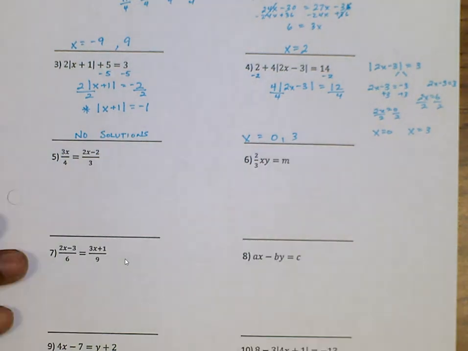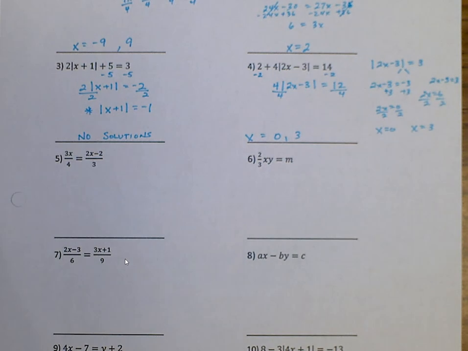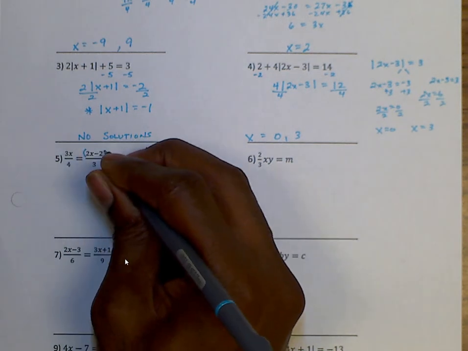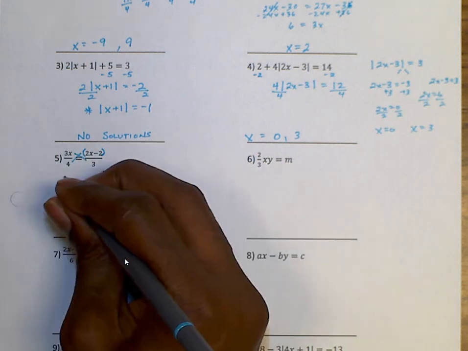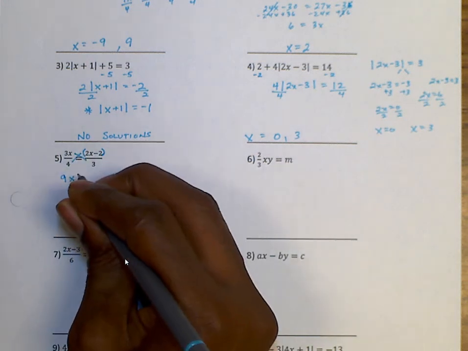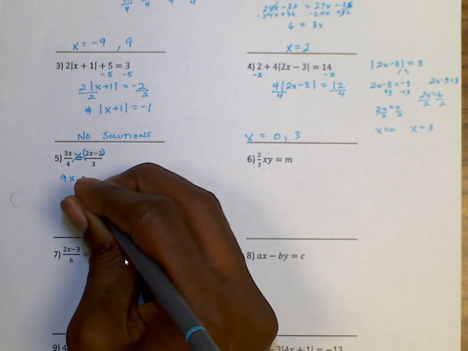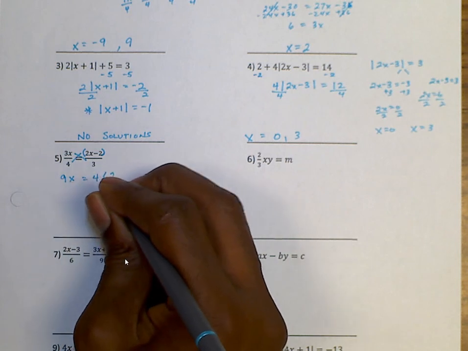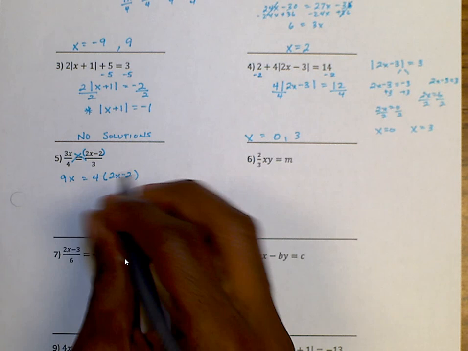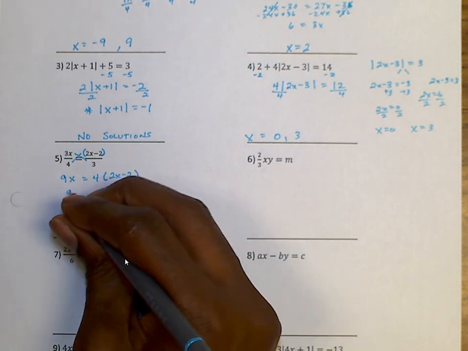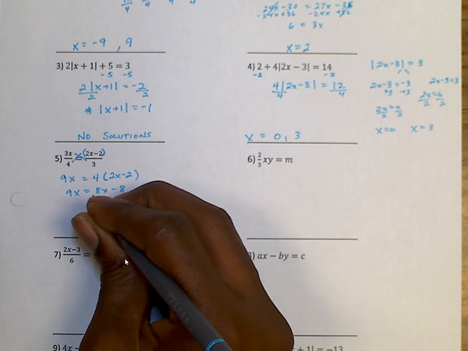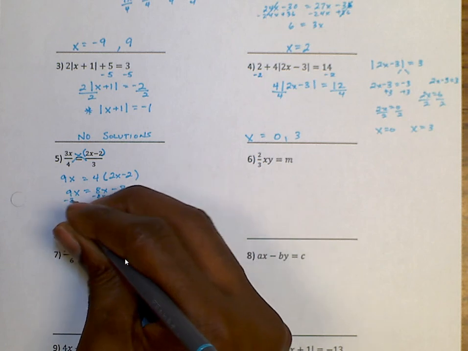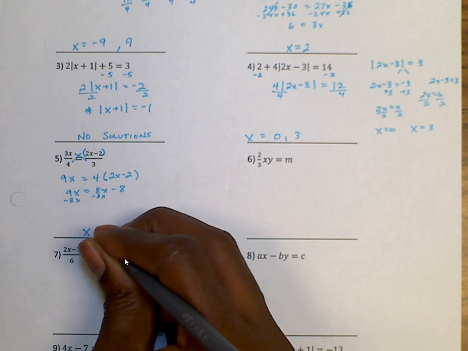Number 5 is another proportion. Again, I'm going to make sure I put that together so when I cross multiply, I do that correctly. 3 times 3x gives us 9x equals 4 times 2x minus 2. So 9x equals 8x minus 8. Subtract 8x from both sides, and then x will equal negative 8.